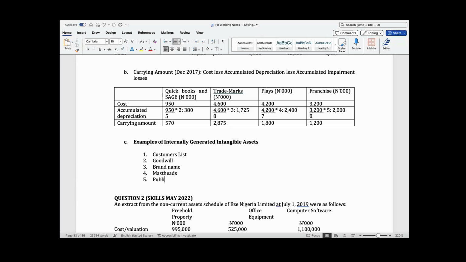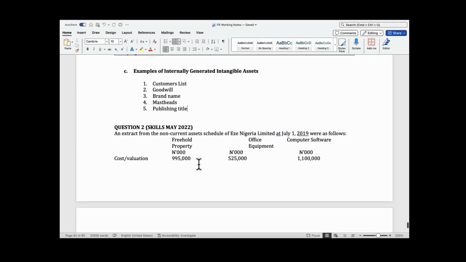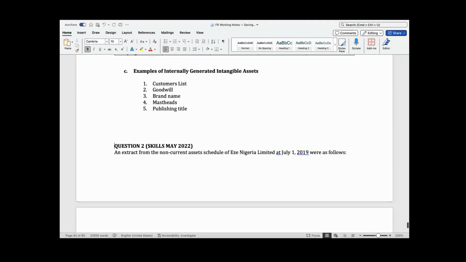No, patent is not. A patent is not internally generated. You buy it, you pay for it, pay to the government to get a patent. So these are examples of internally generated intangible assets. So there is another question.